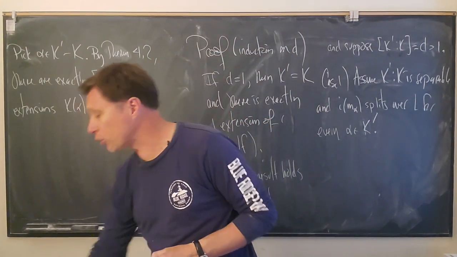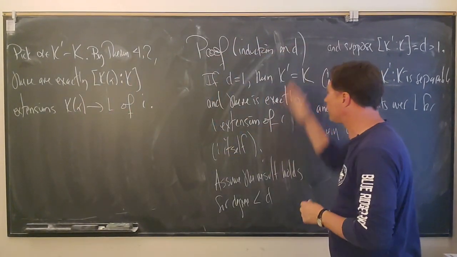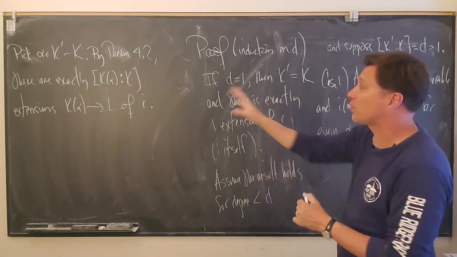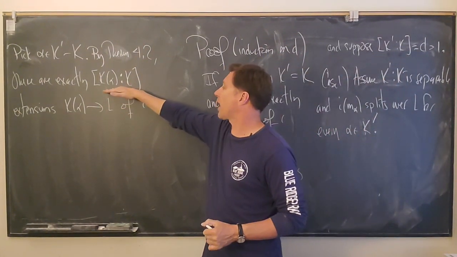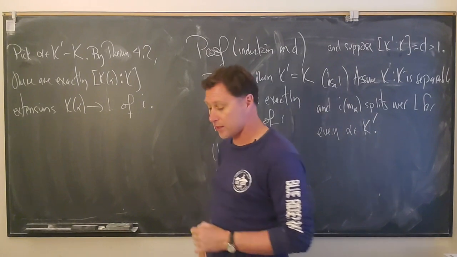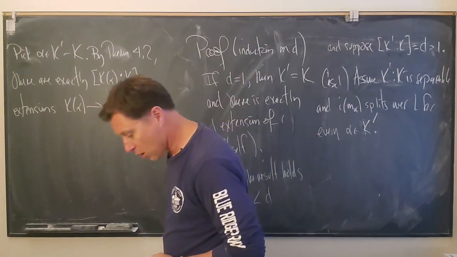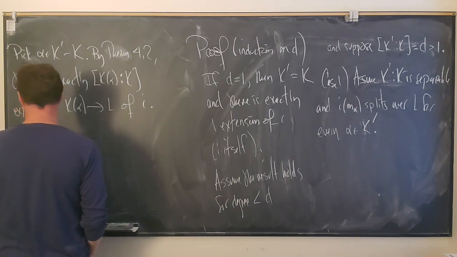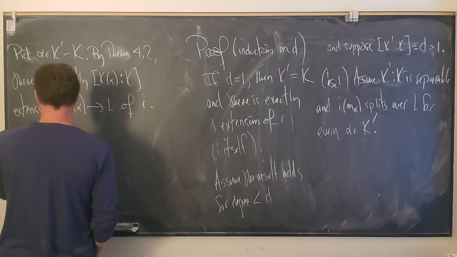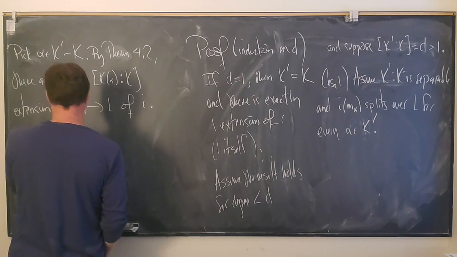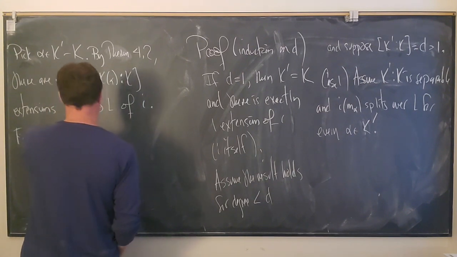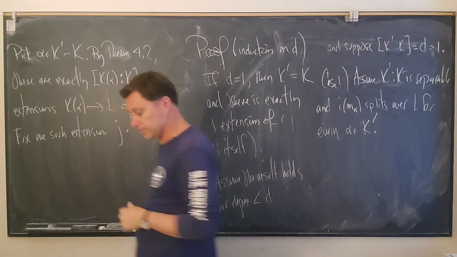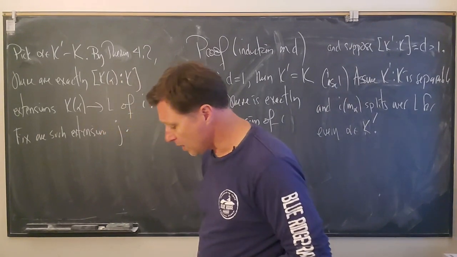And here's the idea. Remember, we're trying to do induction, right? And we assume that it works when the degree is strictly less. So this is going to sort of bootstrap us up so that we'll be able to apply the inductive hypothesis. So let's fix one such extension, call it little j.